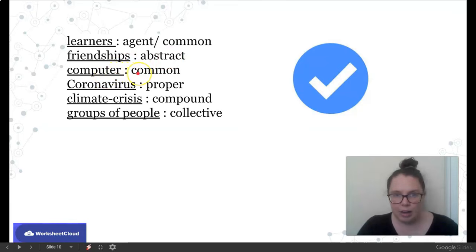Computer, common noun. Coronavirus is a proper noun, right? It's naming an actual disease or virus. Climate crisis was a compound noun because climate crisis is now a concept, one thing using a hyphen. Groups of people, collective. Right, so each of those were one of the noun types. And again, like I've said, this is more than likely very much revision.